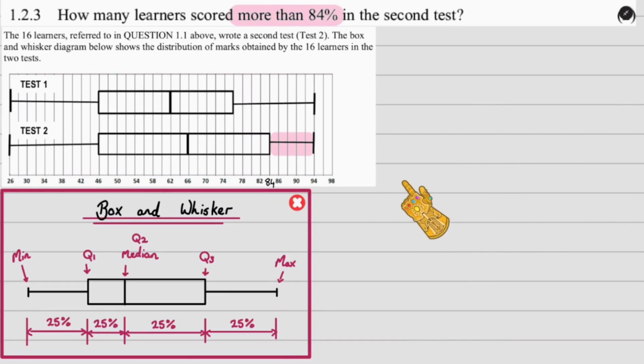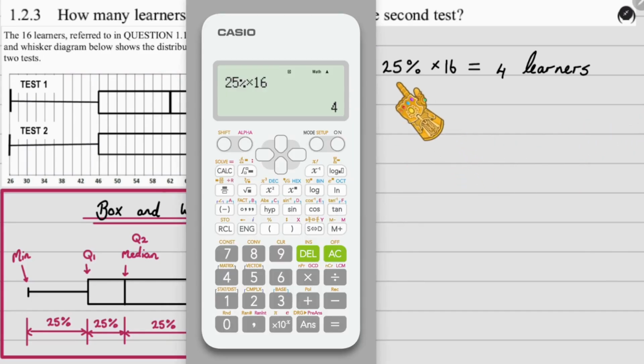So thinking back to the last question, each one of these segments, Q stands for quartiles. A box and whisker plot divides things into quarters. And a quarter in terms of a percentage is 25%. So in this little whisker over here, we've got 25% of the learners. So I'm just going to take 25%, multiply it by that 16, and it will tell me how many learners are in here. So 25% of 16, just pop that into the calculator and you get 4 learners.